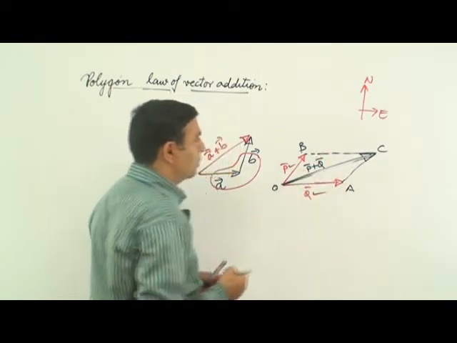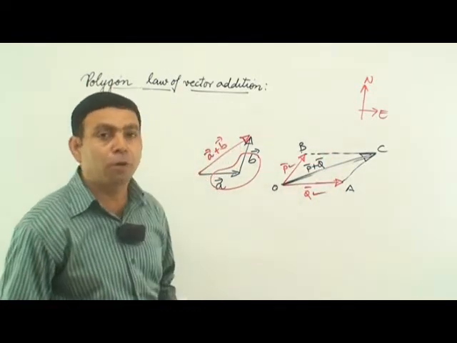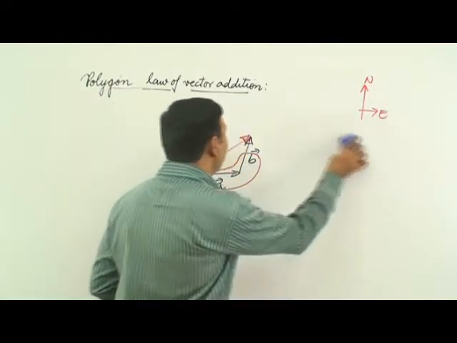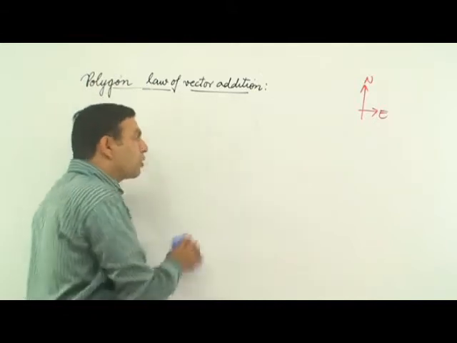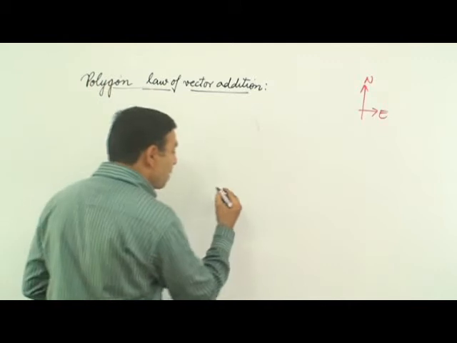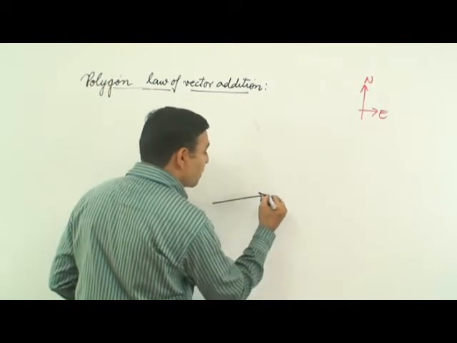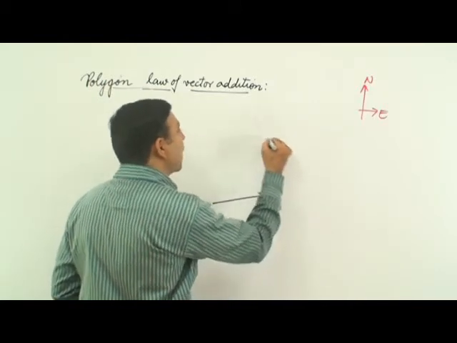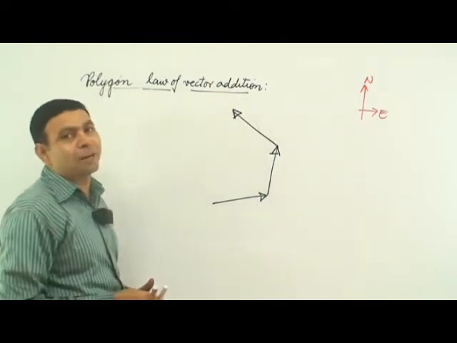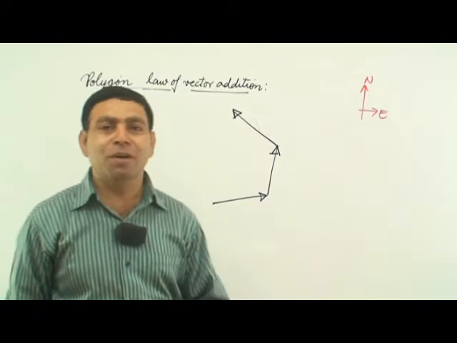Now let us consider something called polygon law. As the name itself tells, it can be used to add more than two vectors at the same time. For example, if a number of vectors can be represented by adjacent sides of a polygon in order, then the closing side of the polygon in reverse order gives the resultant in both magnitude and direction.